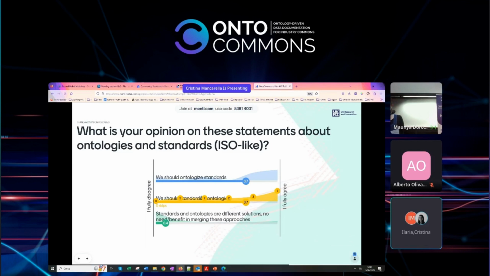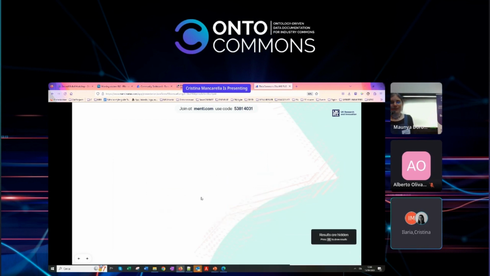So it seems the answers are consistent. We should ontologize standards and standardize ontologies. So there is actually a benefit. That's a perfect answer for bringing them together. Thank you.